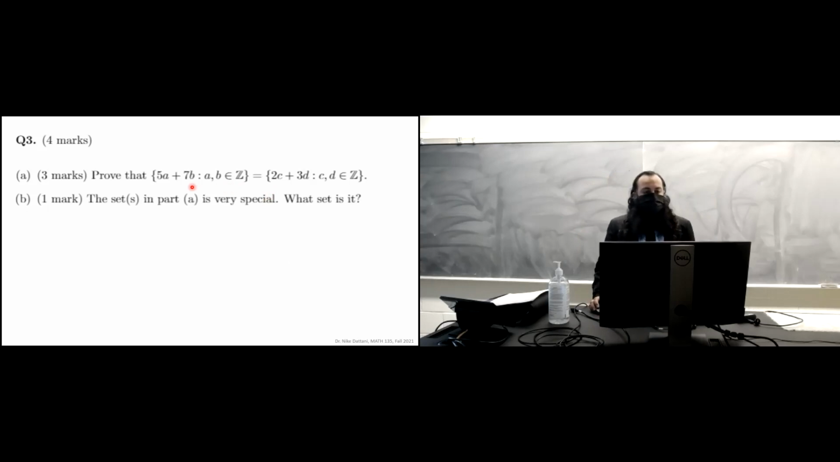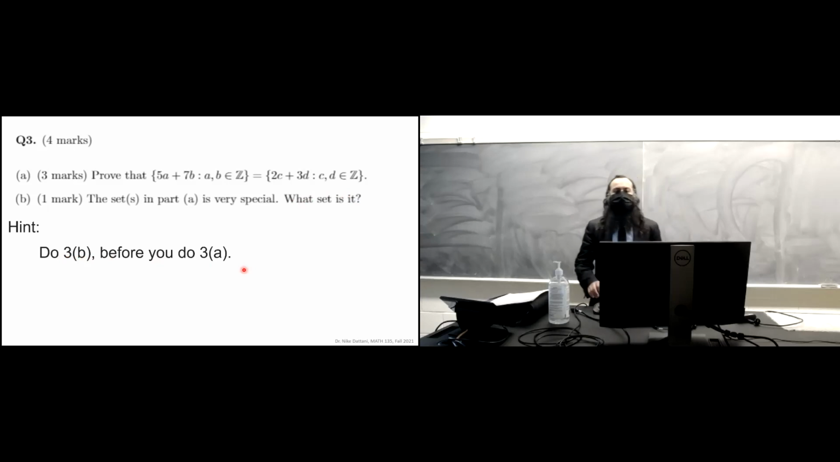So my advice for this: it says prove that this set equals that set. And for part B, it says the sets in part A are very special. What set is it? So this set A and this set B, they're equal to each other, and they're both a very special set. And it asks, what is that set? I would recommend that you do 3B before you do 3A. That's my recommendation. First, figure out what this special set is.